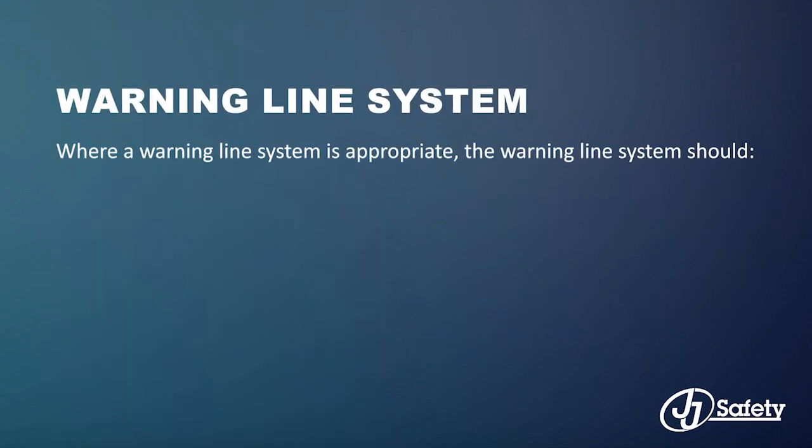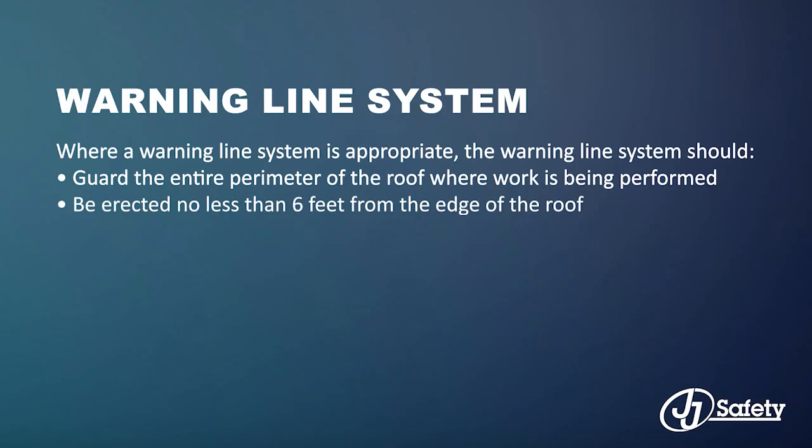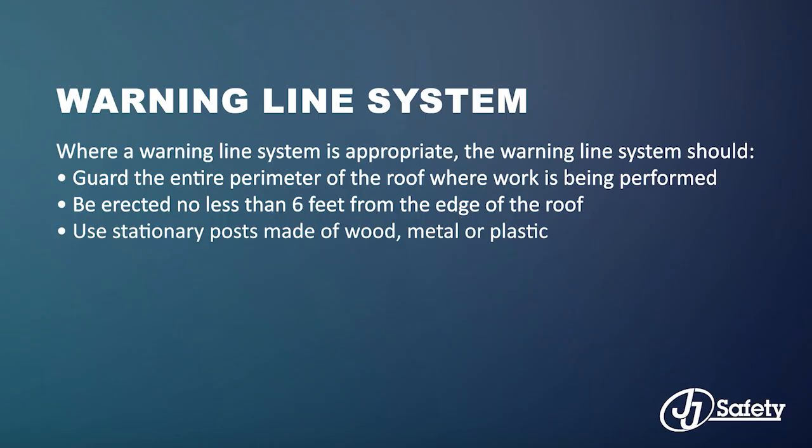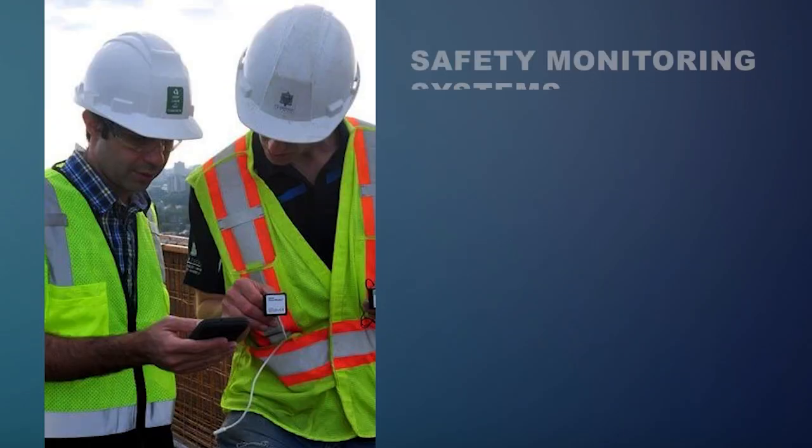Where a warning line system is appropriate, the warning line system should guard the entire perimeter of the roof where work is being performed, be erected no less than 6 feet from the edge of the roof, use stationary posts made of wood, metal, or plastic, and have a wire or nylon rope and caution flags strung from post to post and be able to withstand 16 pounds of force.